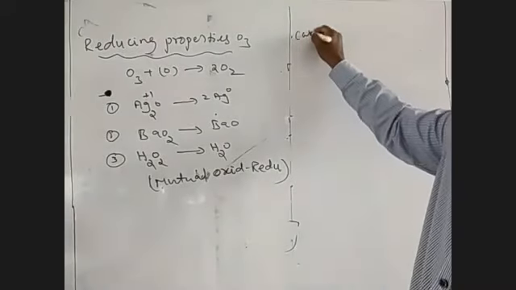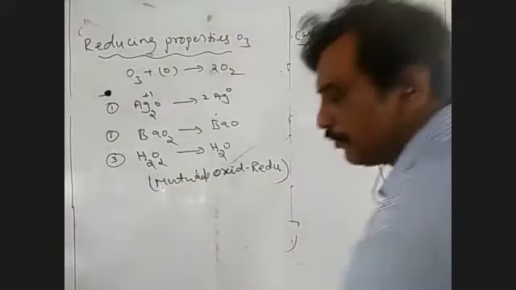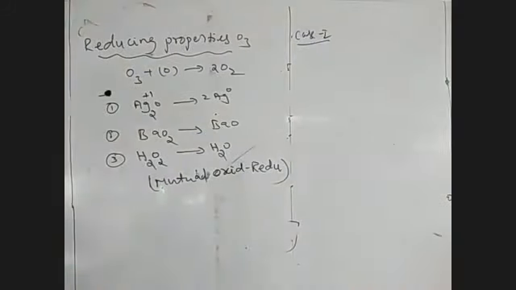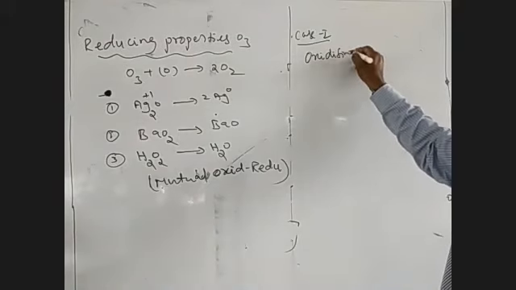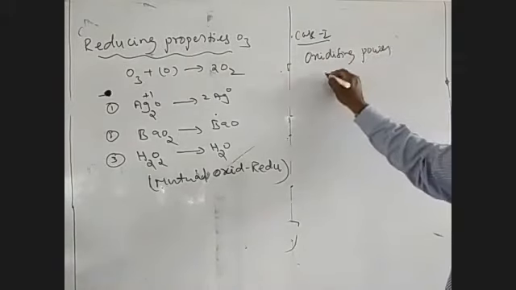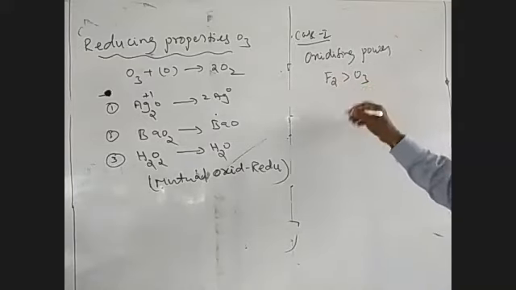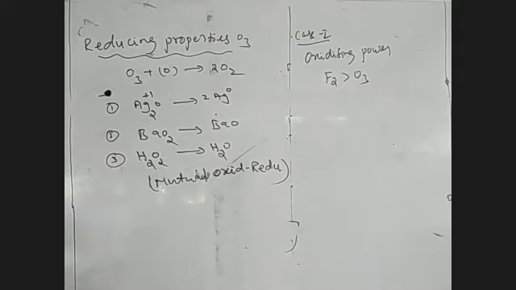Now the oxidizing property of F2, O3 and H2O2. In nature, the strongest oxidizing agent is fluorine. So the oxidizing power of these compounds: F2 is a stronger oxidizing agent than O3. O3 is a weaker oxidizing agent than F2, but stronger than H2O2. These are the oxidizing powers of F2, O3, and H2O2.